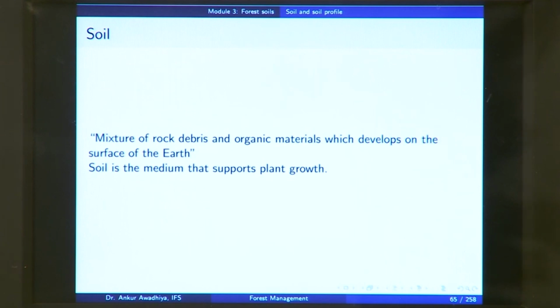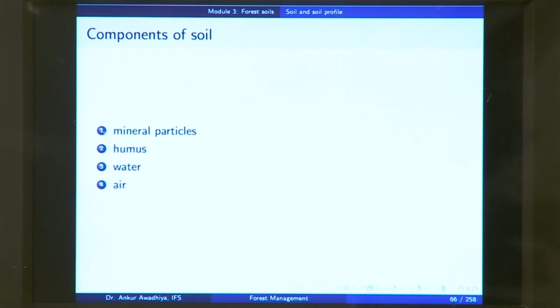So, when we talk about silviculture, when we want to raise any particular forest species, we need to ensure that the soil matches the requirements of the plant species, because soil is the medium that is going to support the plant growth. As we saw, there are 4 components of the soil. There are mineral particles, there is humus or the organic matter, water and air. Now, mineral particles provide a number of nutrients to the plants. So, these mineral particles might be a number of salts, and these salts will provide different nutrients to the plants, and humus or the organic matter provides texture to the soil.